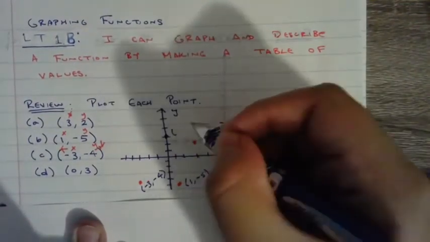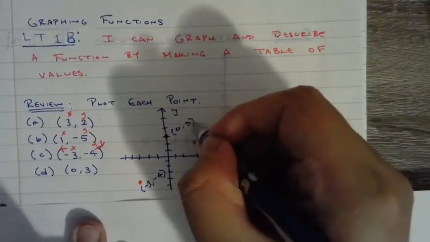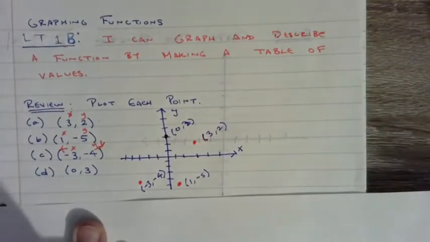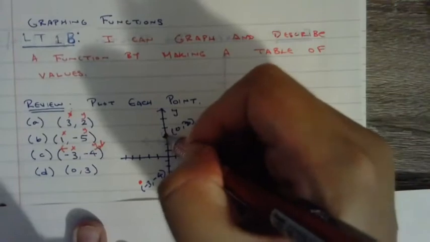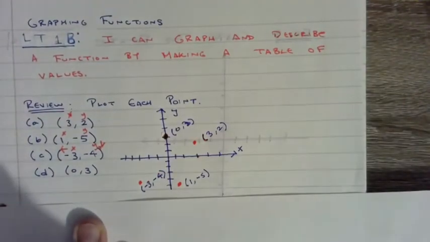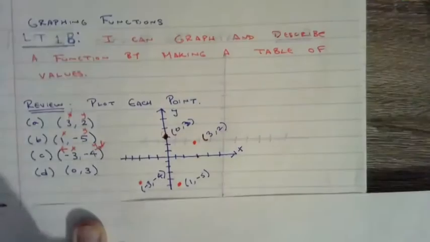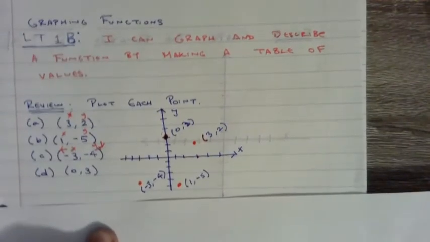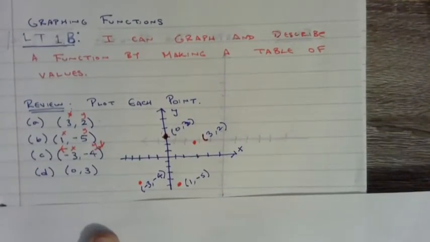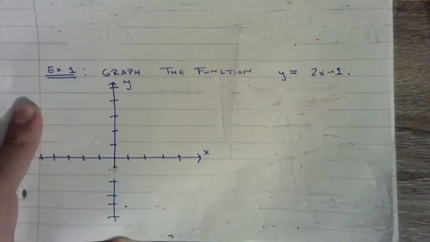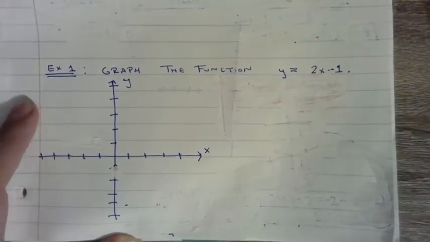Therefore, we could label it. So (0, 3). I'll label this a little bit more just to make it a little more clear. I will go ahead and pause this real quick for you to draw this down, and then we'll go from there. Now, go ahead and write down this example.